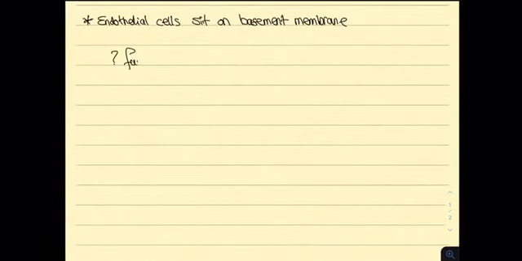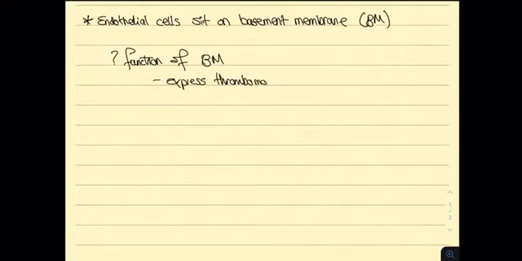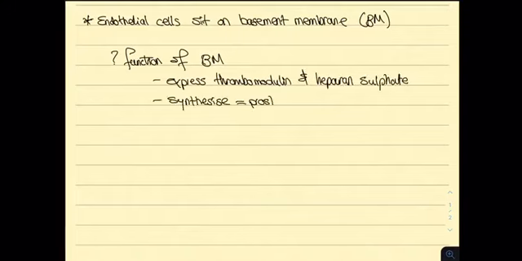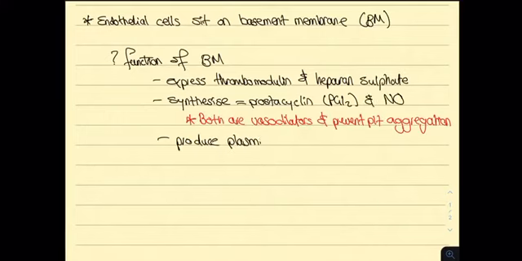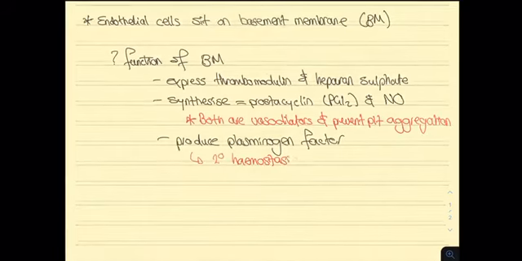So just to quickly recap and discuss the function of the basement membrane, as this is quite important to understand. These are threefold. The first is the expression of thrombomodulin and heparan sulfate, and this will make more sense later in the hematology series. The second is the synthesis of prostacyclin, PGI2, and nitric oxide, both of which are vasodilators and inhibit platelet aggregation in normal circumstances. And the third is the production of plasminogen factor, and this will make more sense to you once we discuss secondary hemostasis.